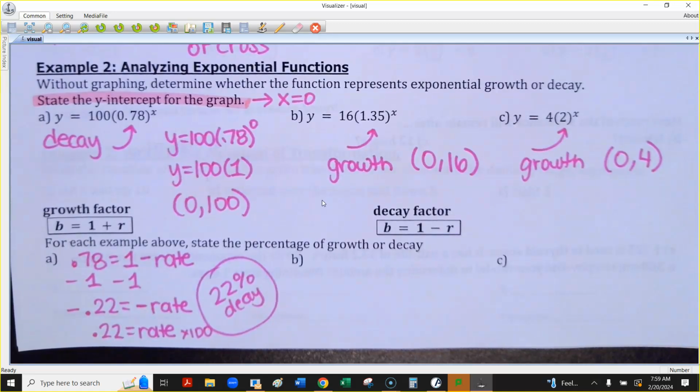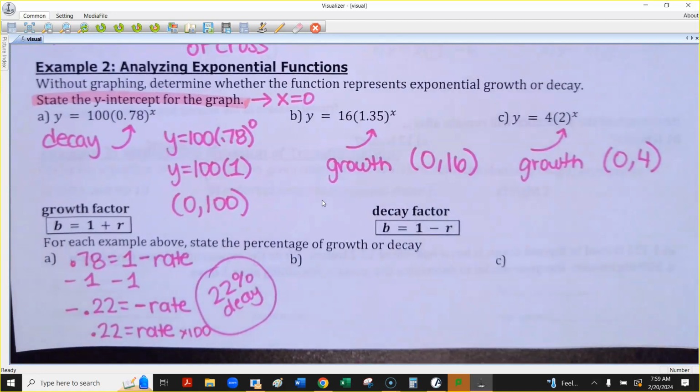Now, to me, I don't like plugging it into that little formula. I look at that and I think, okay, that's a 78% like on a test. And I'm thinking, okay, what percentage did I lose? So I lost 22%. That's kind of how I think about it.